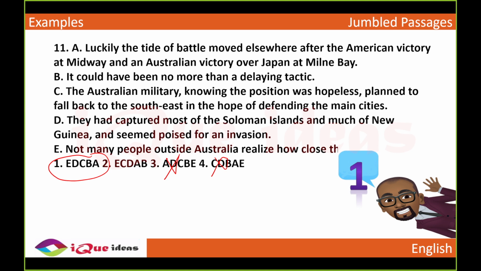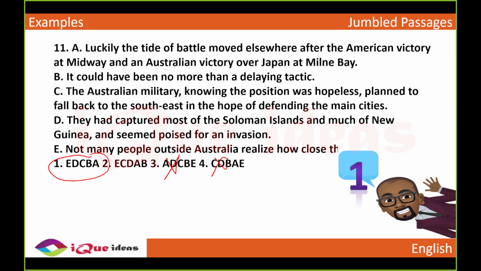E can be at the end if there was a better combination. Starting with C, the Australian military knowing the position was hopeless. What position was hopeless? There was this position, and then you know that it is hopeless. You always solve it: A attacks, B knows it is hopeless, so B does something. You don't say B knows it is hopeless and then A attacks. No. After an attack, hope goes away, right? So you cannot start with the military knowing the position is hopeless and planning to fall back.